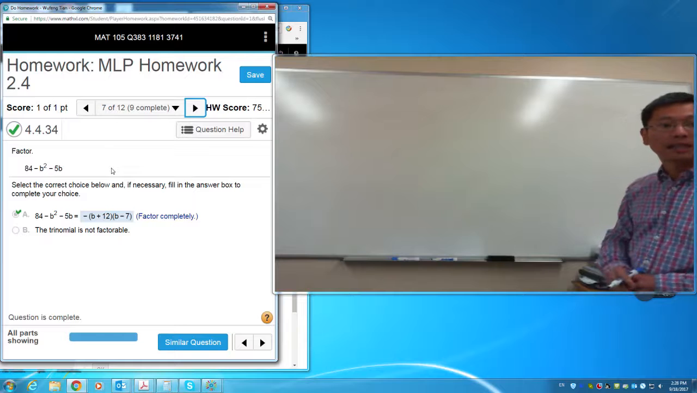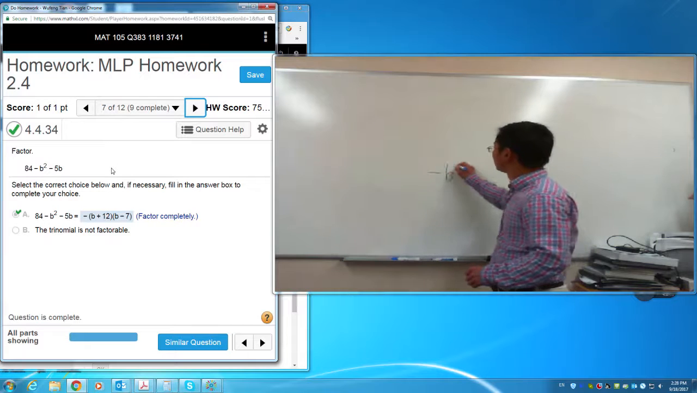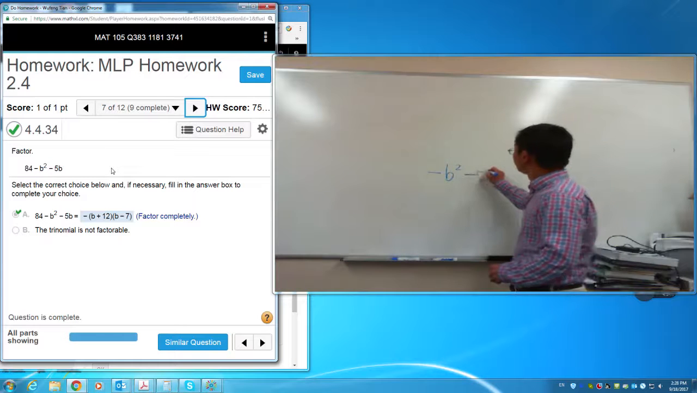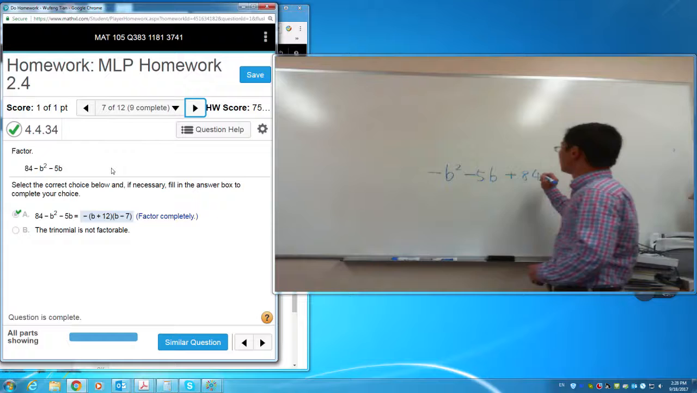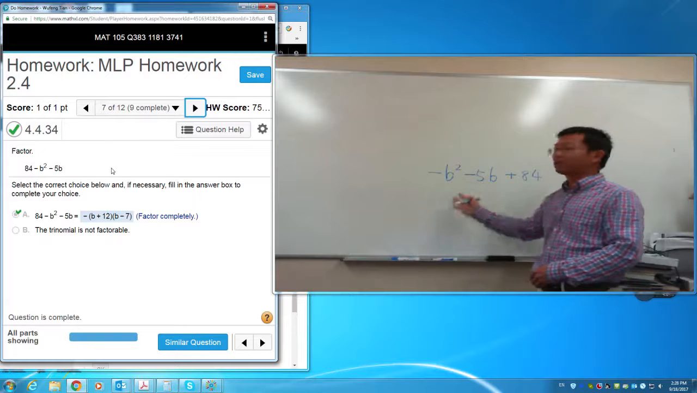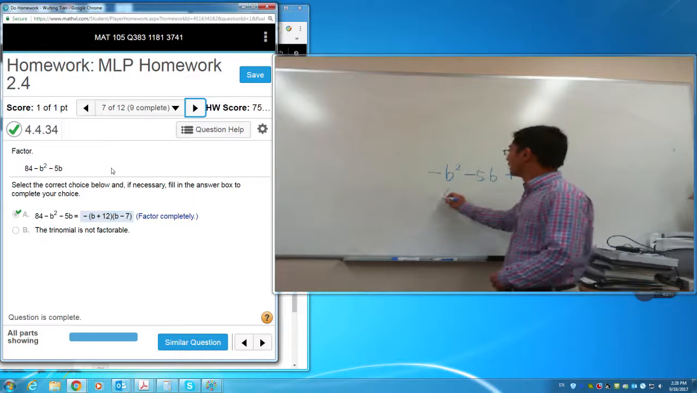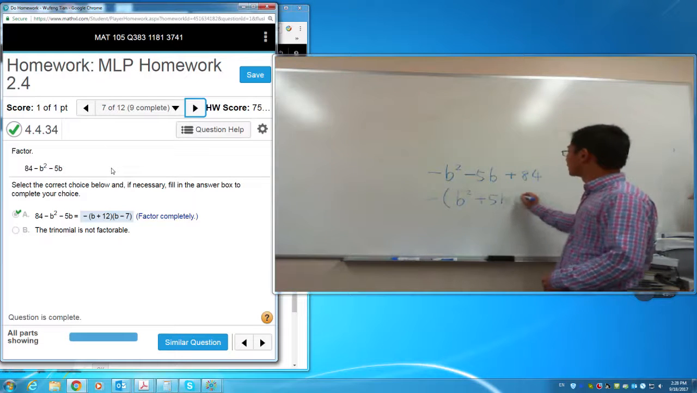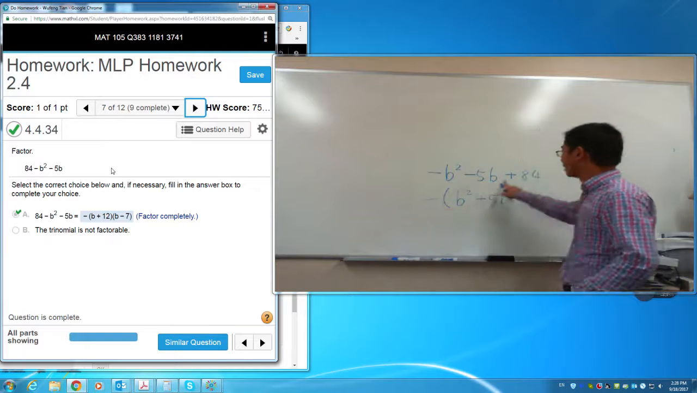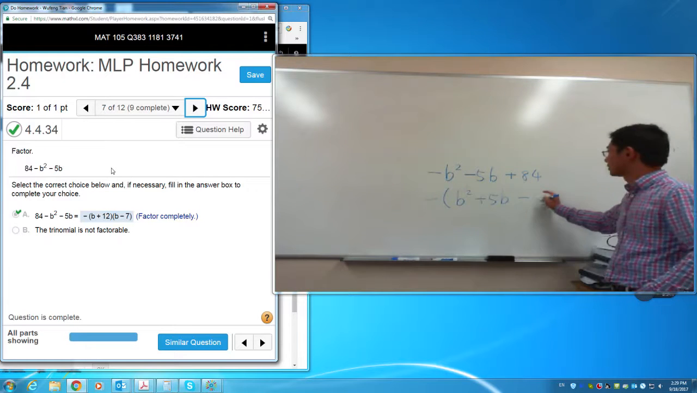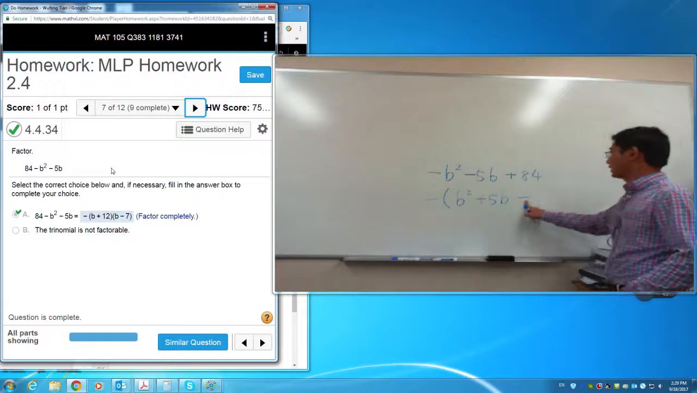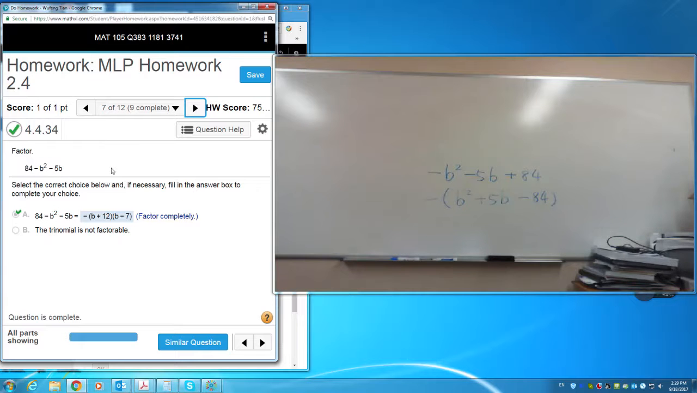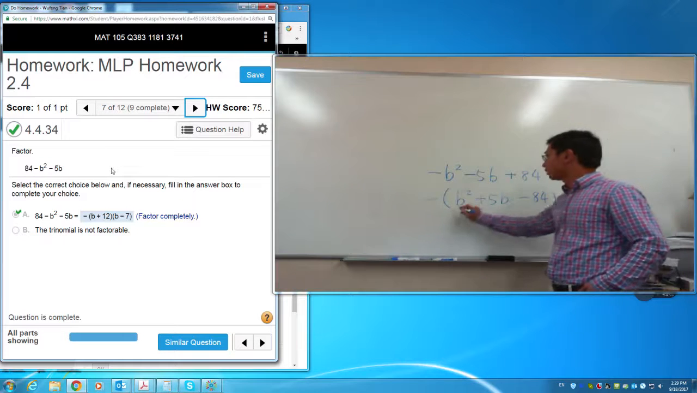So you have negative b squared minus 5b plus 84. Since this is negative b squared, I need to factor a negative out. So negative b squared, and since the negative is out, it's plus 5b. Now the next one is minus: since this is plus here, plus becomes minus. So I factor a negative out, and it is negative here, so minus 84. Okay.